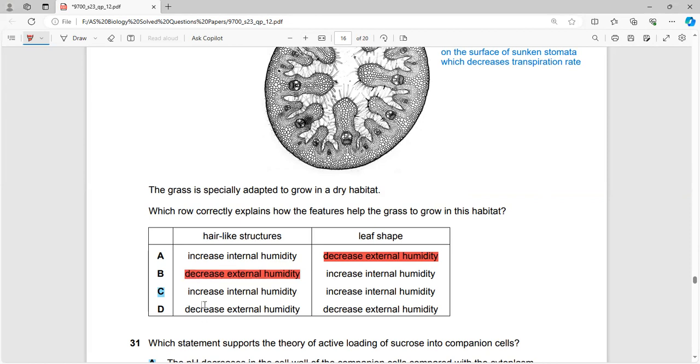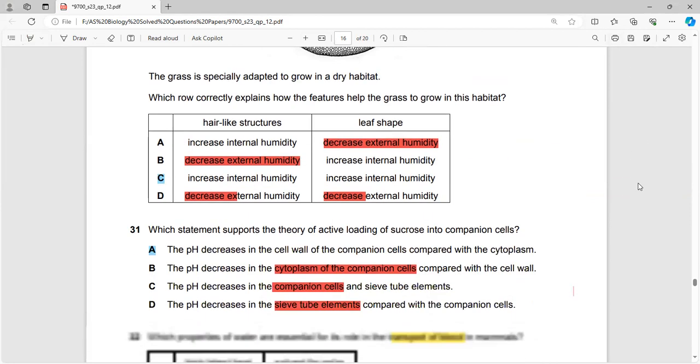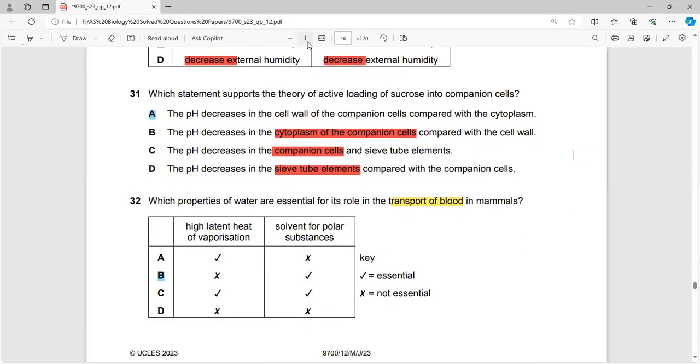So what about option C? It increases the internal humidity, and the leaf also increases the internal humidity. What about option D? That decrease is wrong here, and the decrease is wrong in this option. So here, C is our correct option. We're going to proceed to the next question.